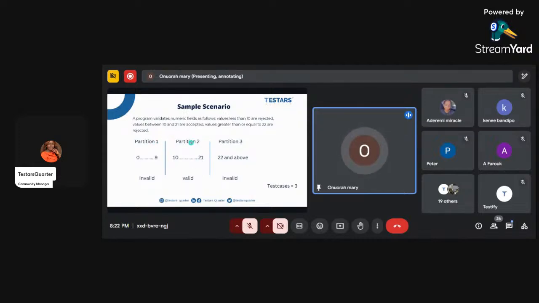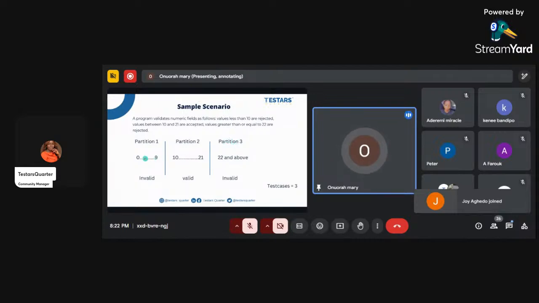Now, going to partition 2, we have people between the age of 10 to 21 years old. We are expected to just pick one based on the equivalence partitioning rule. We have to just pick one from this partition. So I'll pick one. Let's say I pick 11 years. And then from partition 3, you're also expected to pick one, right? So for me, I'll pick 22 or maybe something else. Just pick one number, basically.